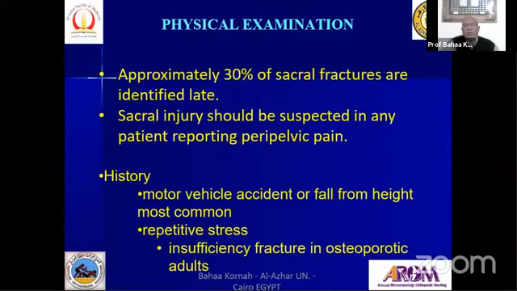What about physical examination? It's very important. Approximately 30% of sacral fractures are identified later because of bad quality X-rays, improper X-rays, and improper management of the patient. Sacral injury should be suspected in any patient presenting with pelvic pain. The history is very important: is it a motor vehicle accident or a fall from a height? The most common cause is repetitive stress, an insufficiency fracture in an osteoporotic adult patient.